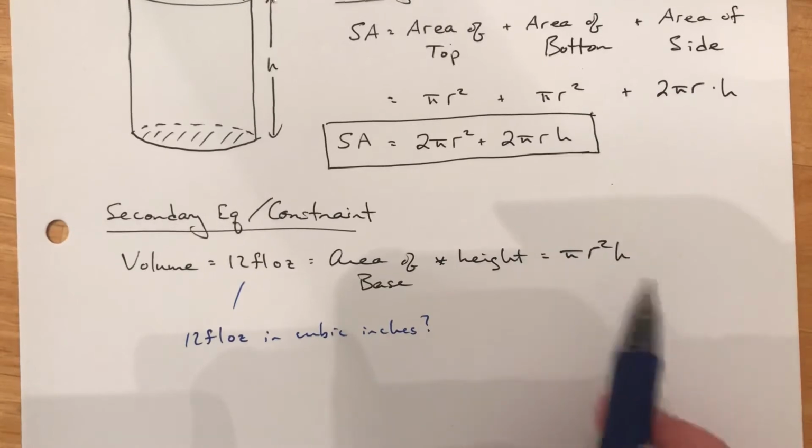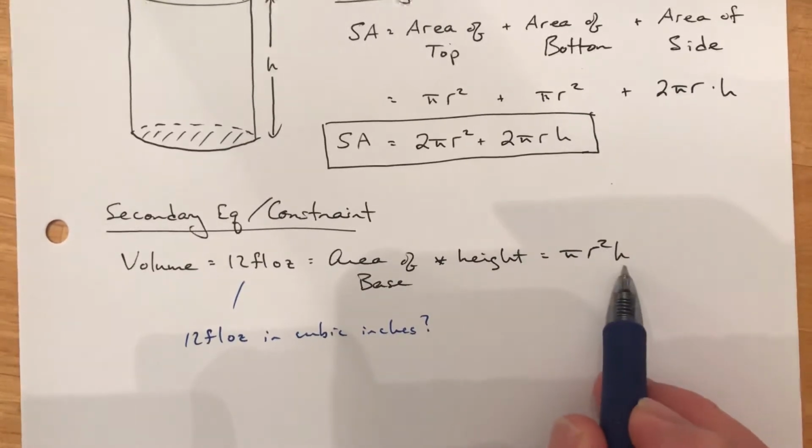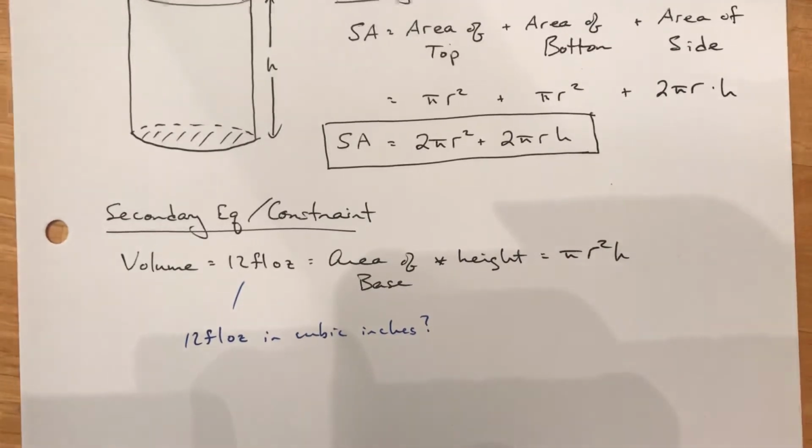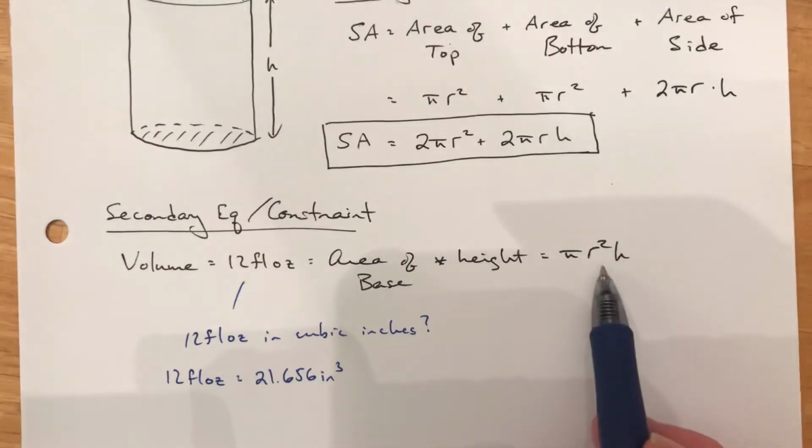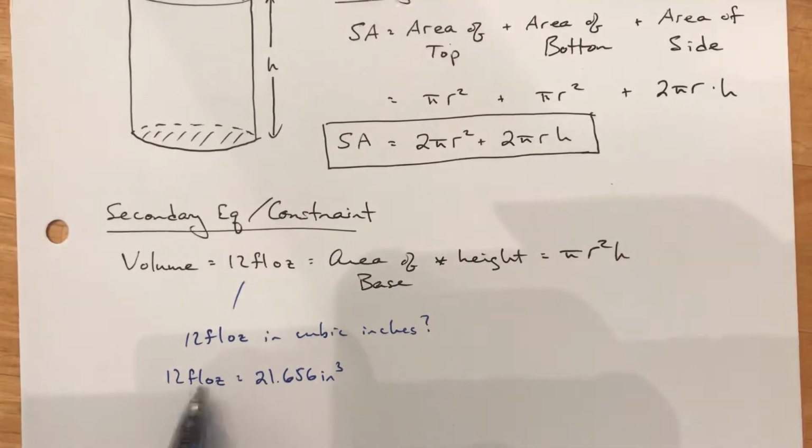If radius is going to be in inches, then radius squared would be inches squared. If height is in inches, then multiply that by the radius squared and we'll get inches cubed. So we need cubic inches here. I looked up on Google, and Google said that 12 fluid ounces is the same as 21.656 cubic inches. Our units on the left side of our equation match what the units are going to be on the right side, but the fluid ounces does not, and we won't be able to use that value.